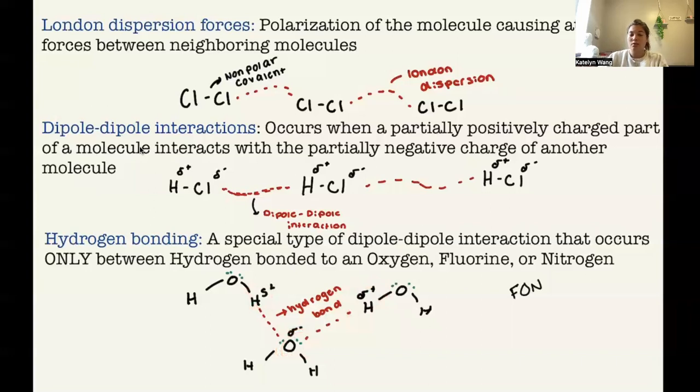So that actually has to do with oxygen, fluorine, and nitrogen being three of the most electronegative elements, having the most affinity for electrons on the periodic table. But those are our three intermolecular bonds.